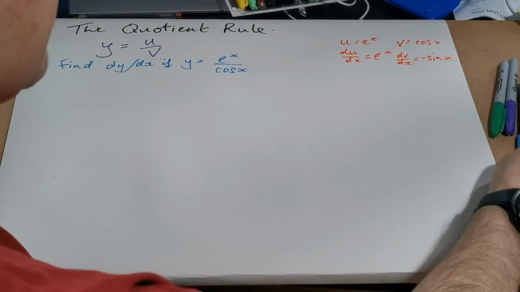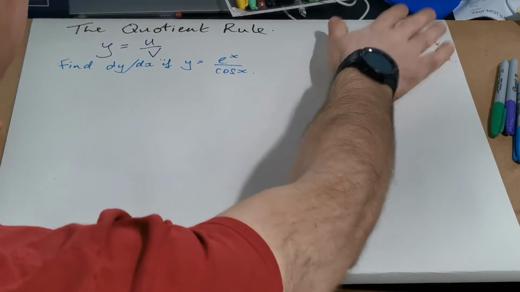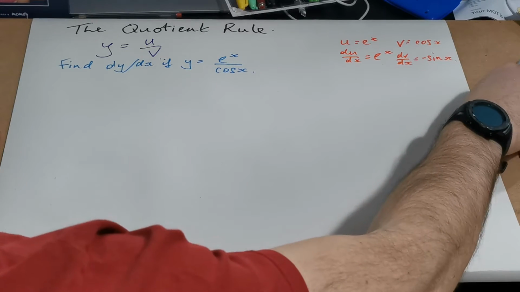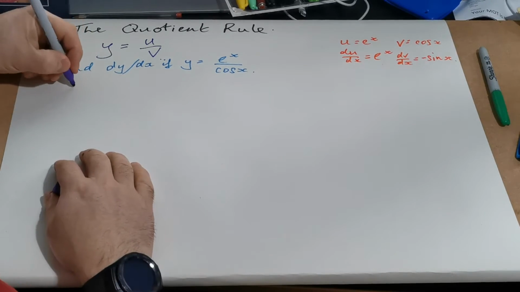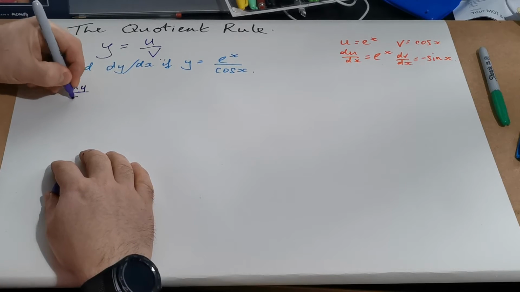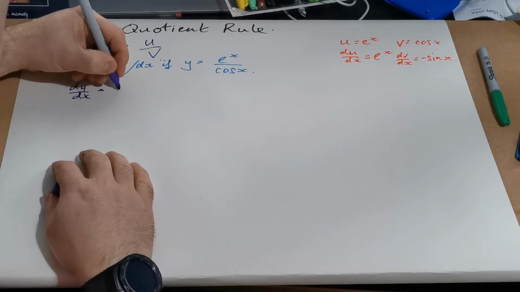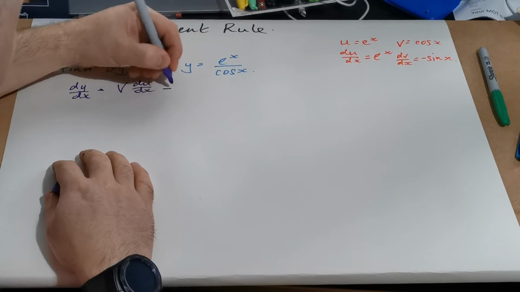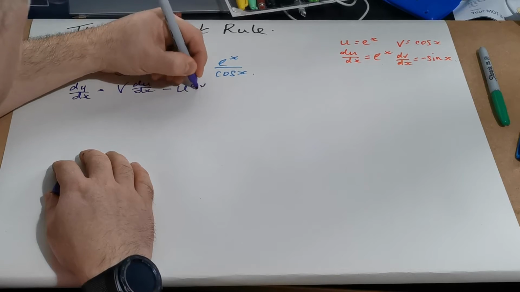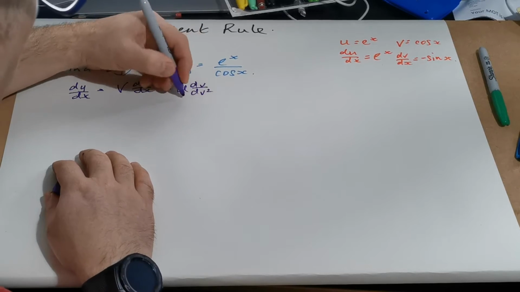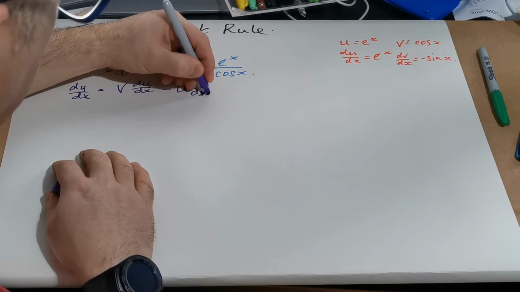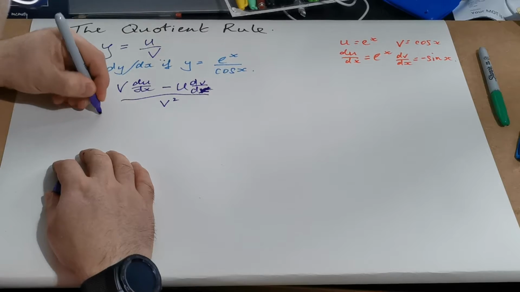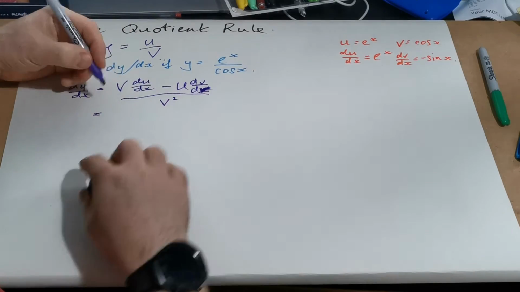So that's set up my initial parts. Then I've just got to put the rule together. So the rule says dy by dx is equal to v du by dx minus u dv by dx, all over v squared.